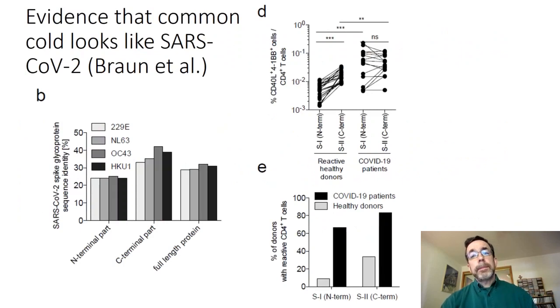Here's the evidence that the proteins are similar. On the left, they have a bar chart of the different cold viruses and how similar they are to SARS-CoV-2. The higher the bar, the more similar they are. And you can see all 4 cold viruses look 25 to 40% similar.